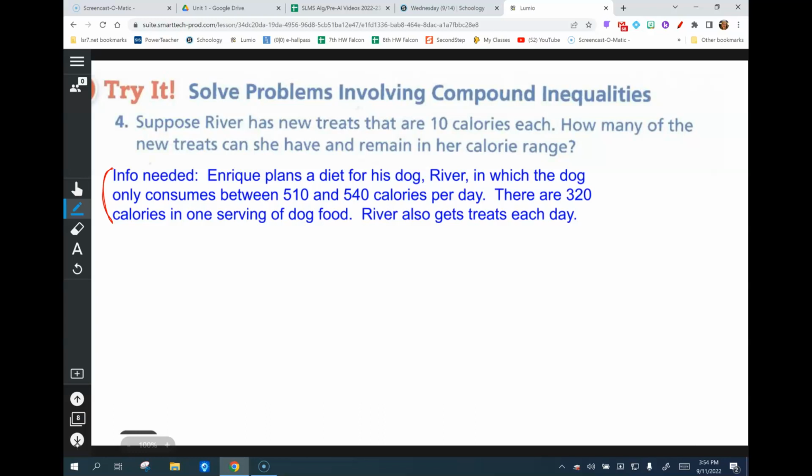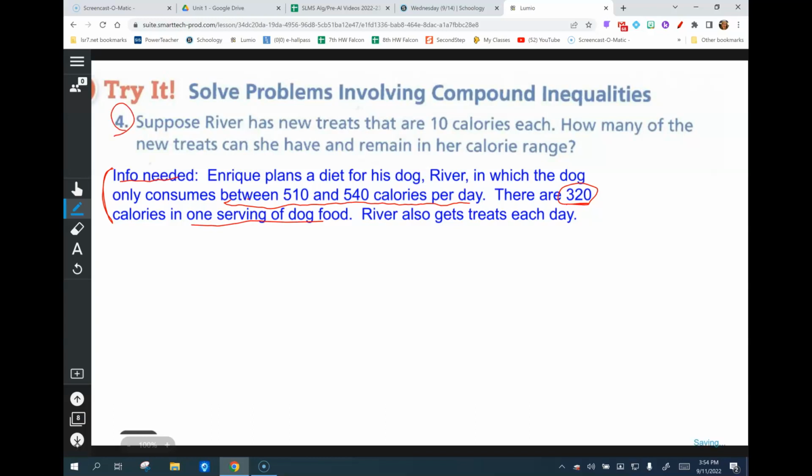So, first off, you need to read the info needed. Enrique, who was the owner of the dog River, plans a diet for his dog River in which the dog only consumes between 510 and 540 calories per day. There are 320 calories in one serving of dog food.